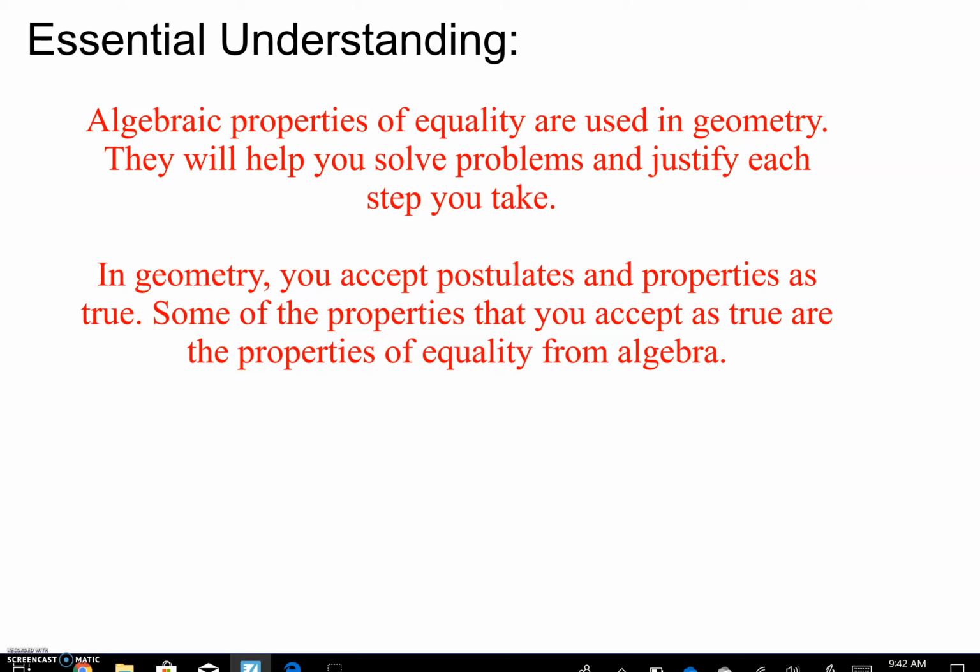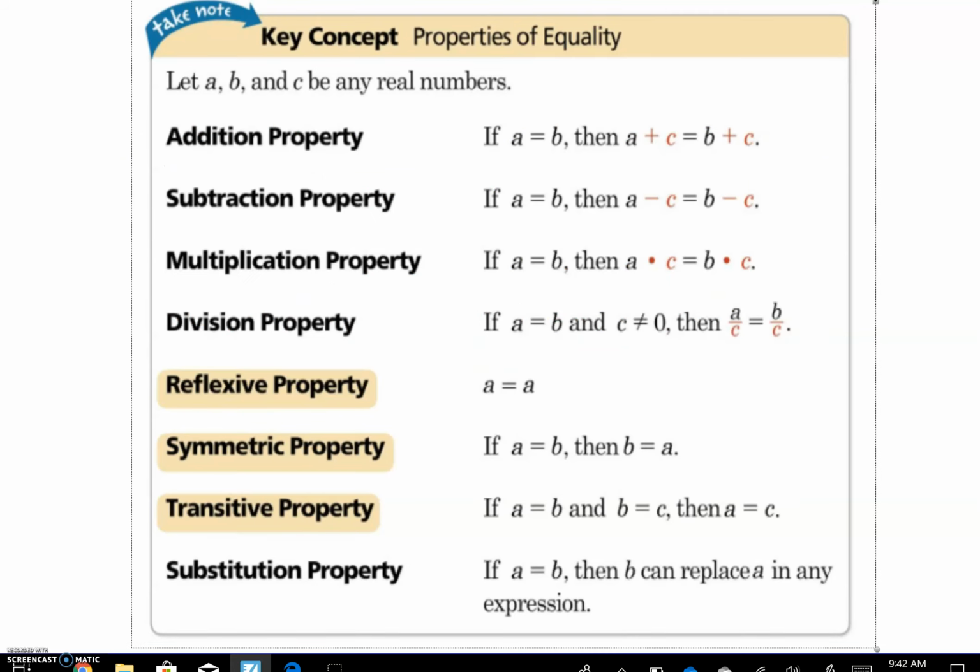In geometry, you accept the postulates and properties that we use as true, but some of the properties that we accept in algebra need to first be proven. So here are properties of equality, and you already know how to do this. You learned this in algebra, right? The addition property of equality, where you add a number to both sides of an equation. The subtraction property, where you subtract from both sides. The multiplication property, the division property. Those are some basic fundamentals of algebra.